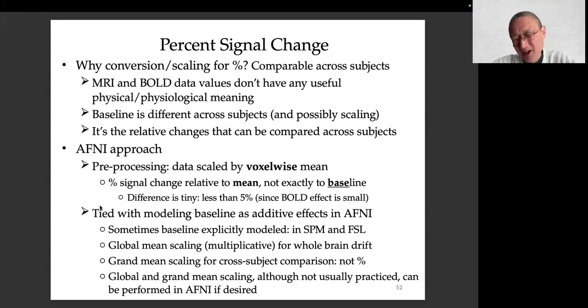The problem with this is about the interpretation. If you adopt grand mean scaling, the beta values are not interpretable. If that's the case, how do you go to group level? You want to say something across subjects if the betas are not interpretable. So in AFNI, the way we solve this problem is we adopt local mean scaling. Each voxel is scaled by its own average across time, not across space. Of course, this is an approximation. In the end, the beta can be interpreted as percent signal change.